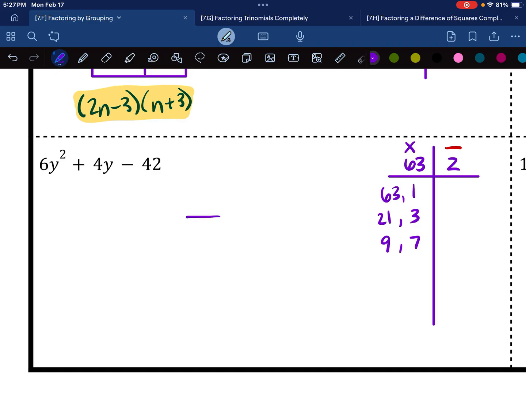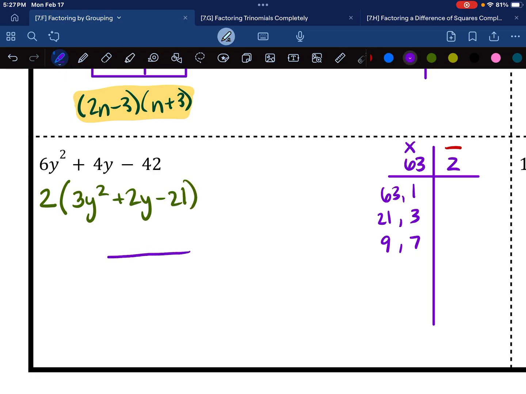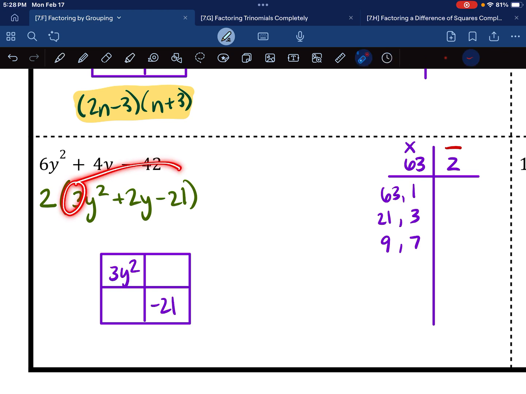Okay, so now we're going to commence. We're going to take out our GCF first. So my GCF, the thing I could take out of all of these terms, is a 2 because they are all even. Okay, so that gives me a 3y squared plus 2y minus 21. And that's what I'm going to box method here. Now, it's worth pointing out, when I divide my GCF out, well, 3 times 21 is only 63. So that's actually a lot smaller for you to have to find the factors list of. It's way less intimidating than it was, which is really nice.